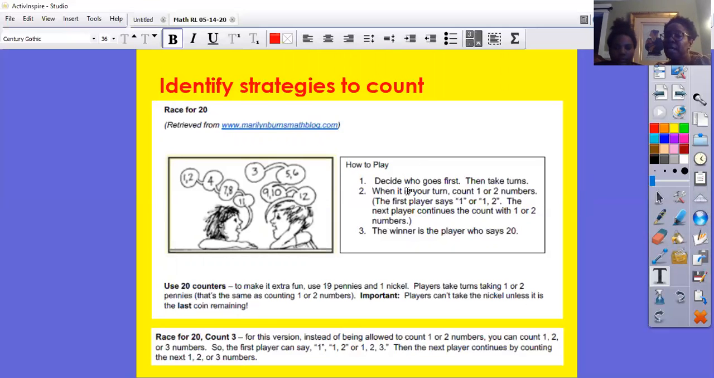This right here will tell you how to play. Number one, decide who goes first. Then take turns. Number 2, when it is your turn, count 1 or 2 numbers. The first player says 1 or 1, 2. The next player continues to count with 1 or 2 numbers. The winner is the player who says 20.